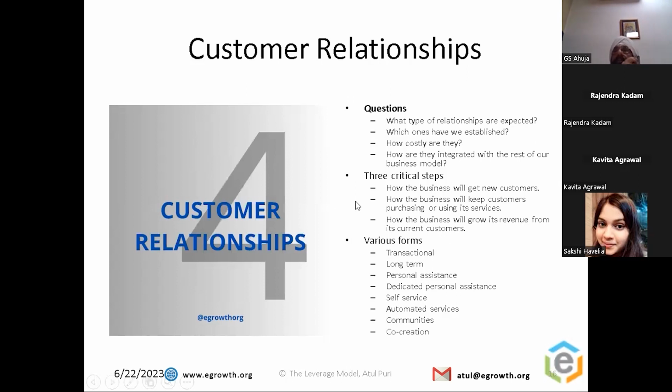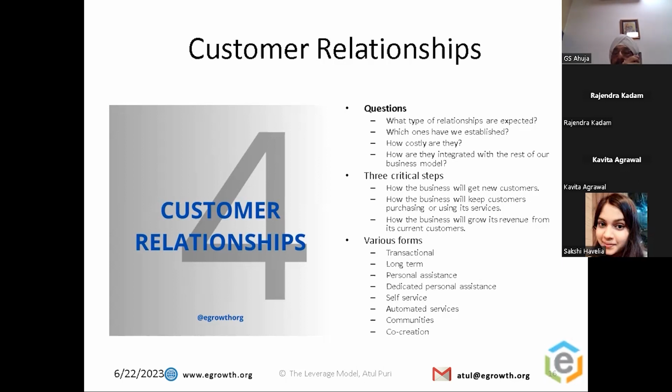Let us go to the fourth one. What are the customer relationships we have? The question here is, what type of relationships are expected? Which ones have we established? How costly are they? How are they integrated with the rest of our business model?